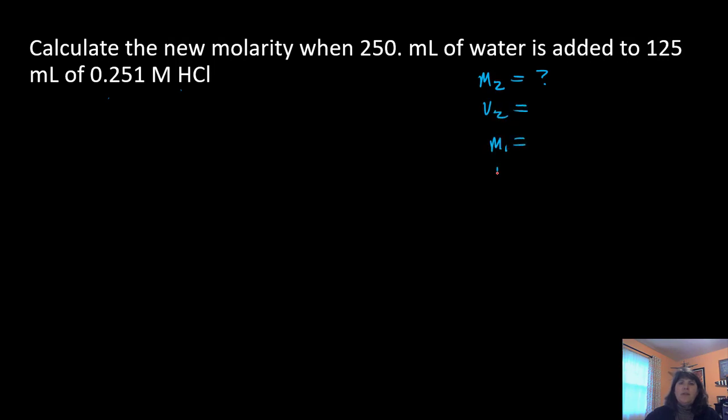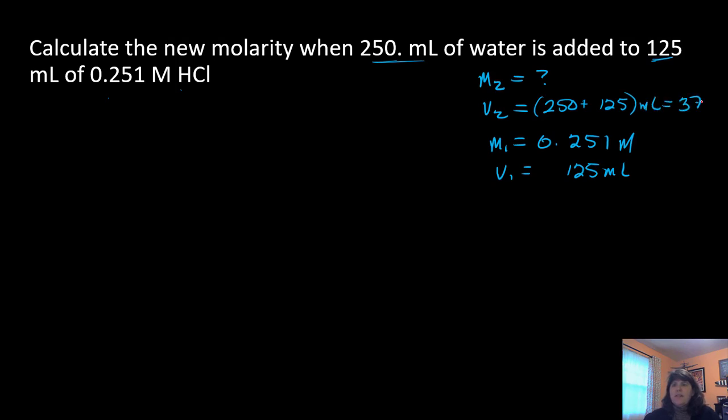So M1, V1, M2, V2. We know that M1 is given to us as 0.251. Our initial volume is 125 milliliters. V2 is a little tricky because I'm adding this much water to this much. So my total volume is going to be 250 plus 125 milliliters, which gives me 375 milliliters. And you're just going to use your formula, M1V1 equals M2V2. I'm solving for M2.